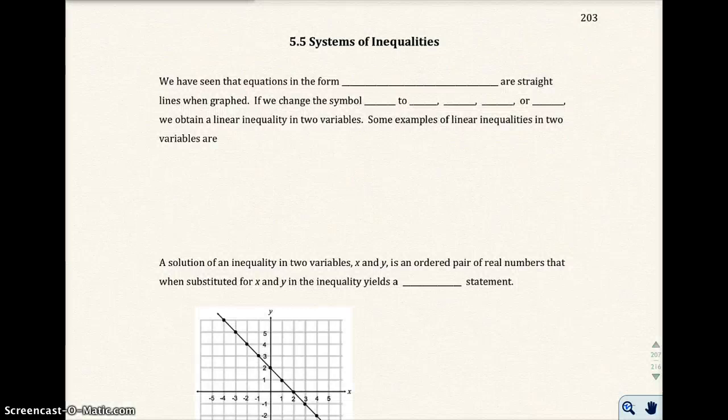Okay, section 5.5, we're talking about systems of inequalities. We have seen that equations in the form of ax plus by equals c are straight lines when graphed. If we change the equal symbol to greater than, less than, greater than or equal to, or less than or equal to, we now obtain a linear inequality in two variables.